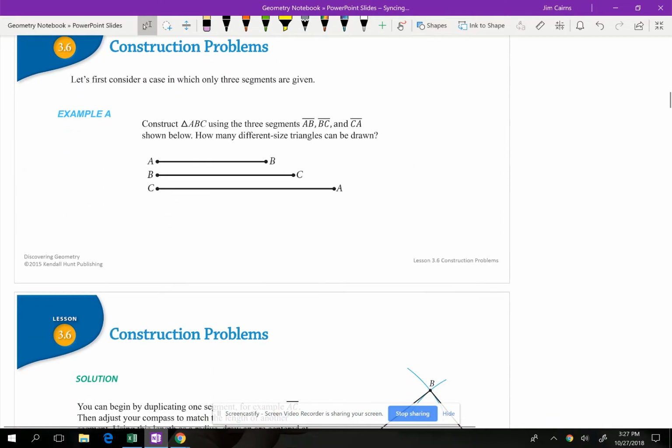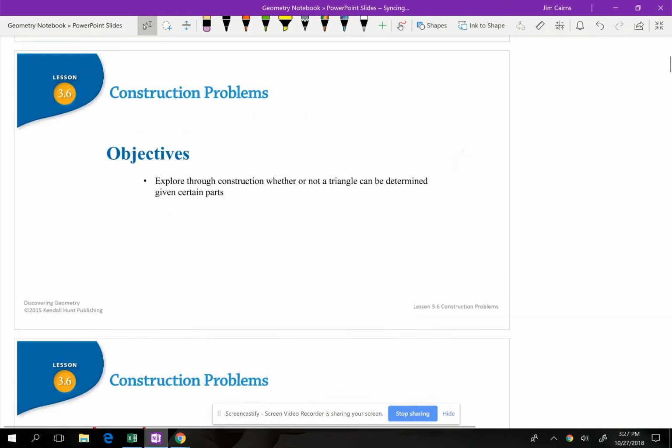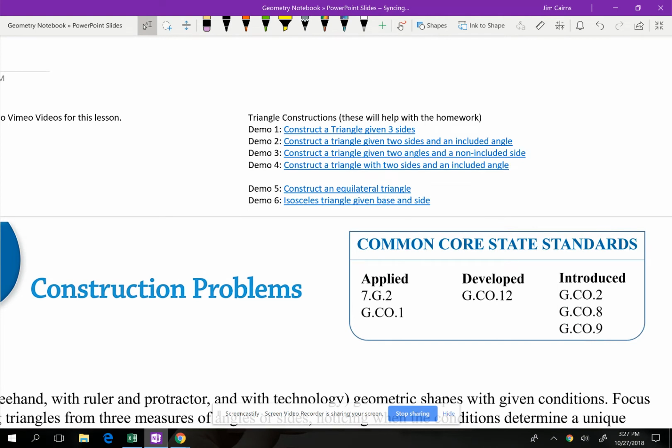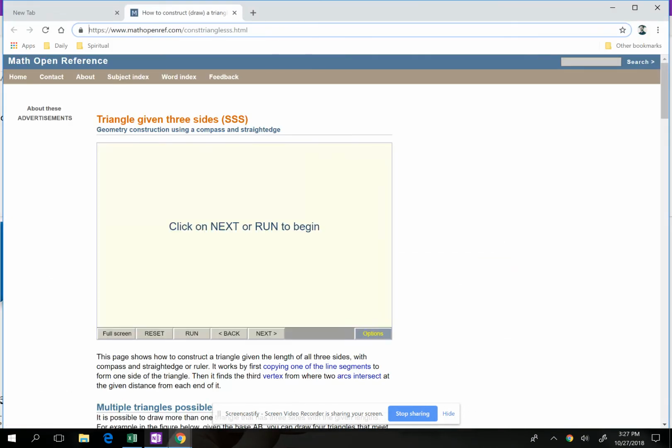So let's go ahead and consider the case here. So let's construct a triangle given 3 segments. How many different size triangles can be drawn here? And so in this case, I'm going to go up to one of the videos that says construct a triangle given 3 sides. And so let's go ahead and see.